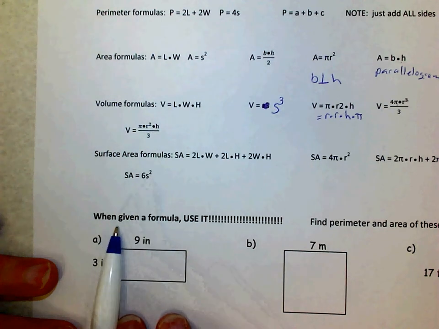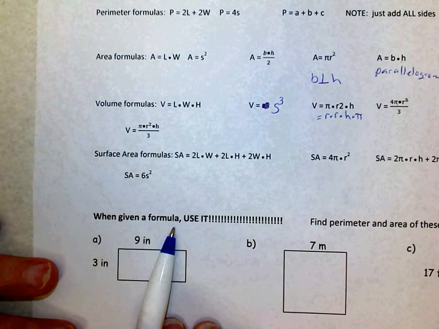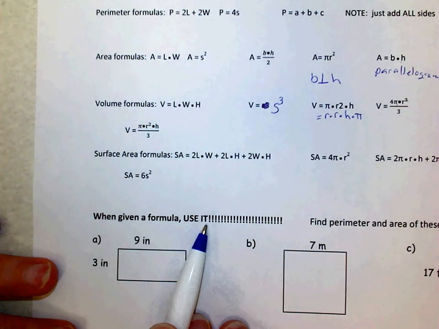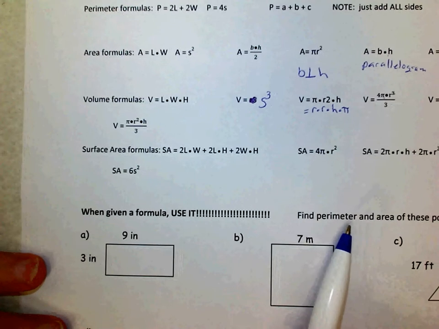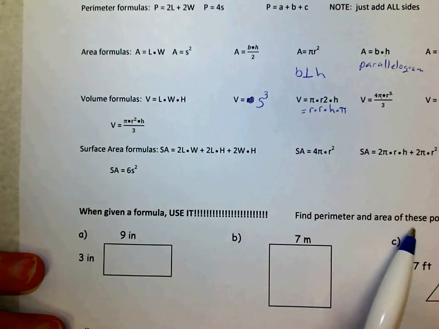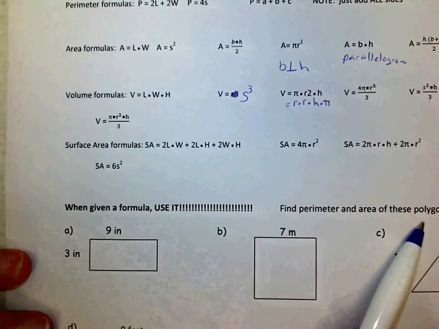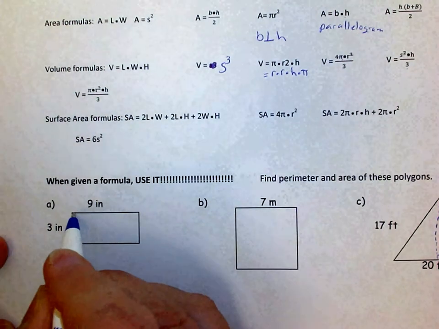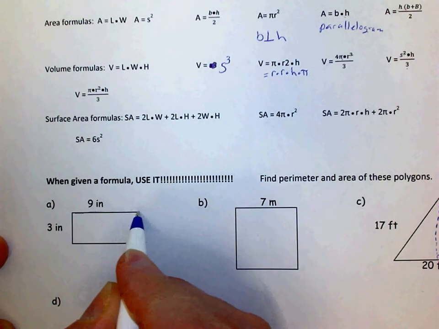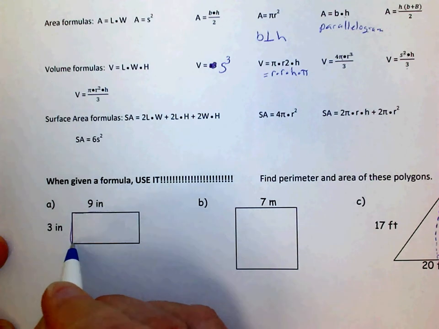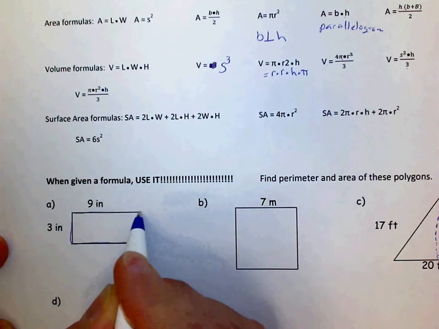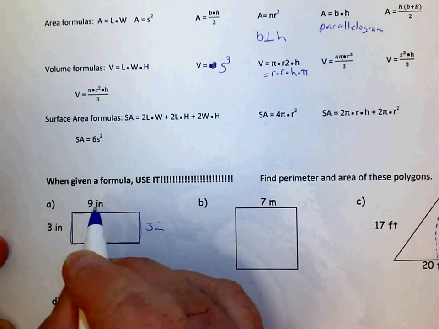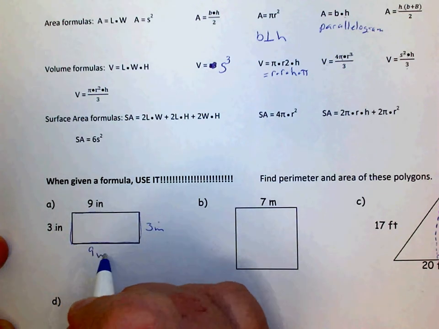Now, when you are given a formula, it's no big deal. Just use it. Now, find the perimeter and the area of these polygons. Alright? Here, although only 2 sides have been given to us, it does have 4 sides. So if this is 3, this is also 3 inches. If this is 9 inches, this is also 9 inches.